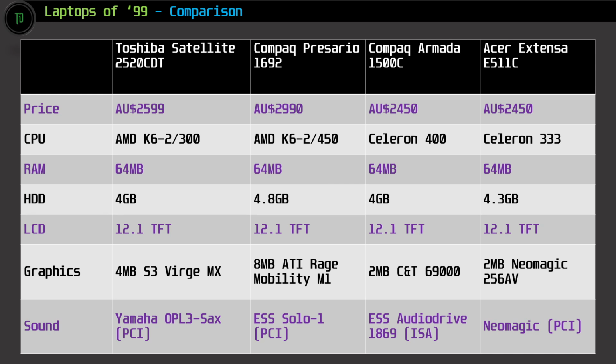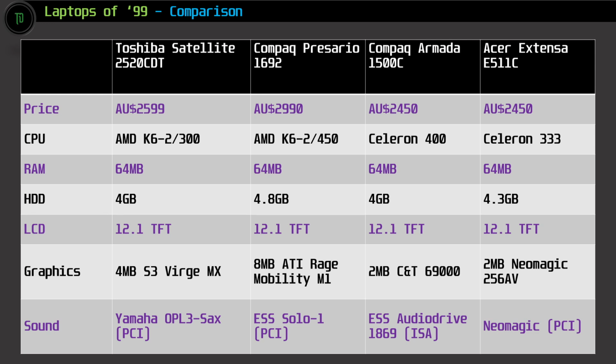Acer used the 2MB NeoMagic 256AV, which was a highly integrated sound and video chipset that advertised itself as a 3D capable solution, although this did not extend to games. The business-focused Armada 1500 was a 2MB Chips and Technologies CT69000, which was also a 2D only chipset.